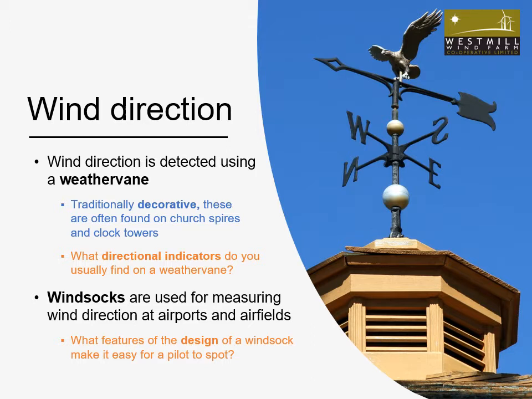If you look at the weather vane, you can see that the arrow has a large flat tail, and this is what enables it to be propelled by the wind.